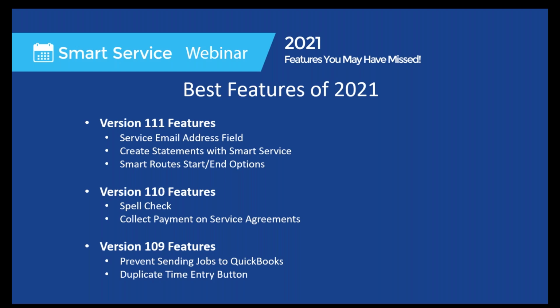Let's see here. We've also got our Smart Routes start and end options. Those are actually really cool and probably my favorite feature in the list. We've made it so that with Smart Routes, you can start the route at a specific point and end at a different point. And you can do that with coordinates too. It's really cool actually. So I'll go over that stuff.